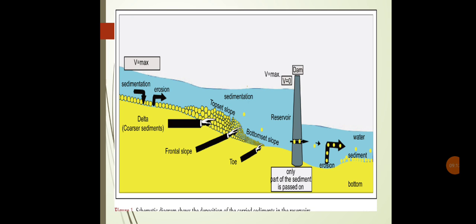Then sedimentation is happening in the delta, and erosion is happening in the delta too. That eroded particles will be deposited in the front, that is the top set slope, then the bottom set slope is also there. The diagram shows that at the dead end of our dam velocity is equal to 0, then V is equal to maximum at the head end of our water storage.